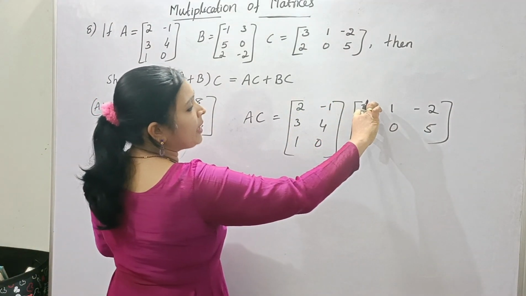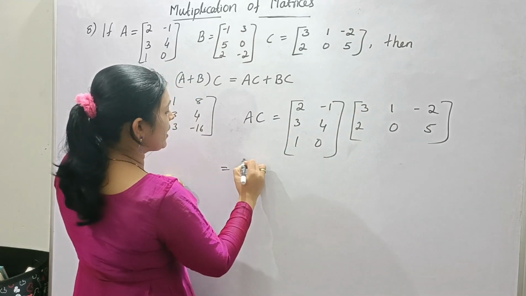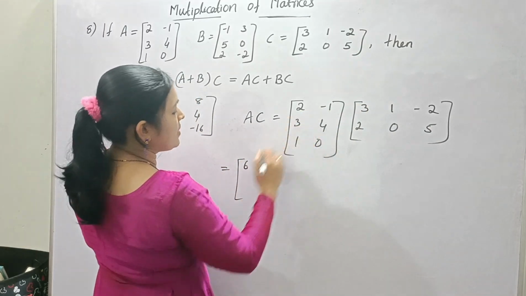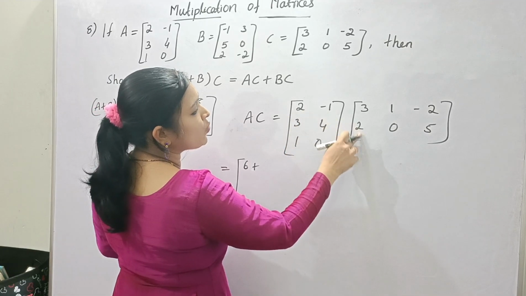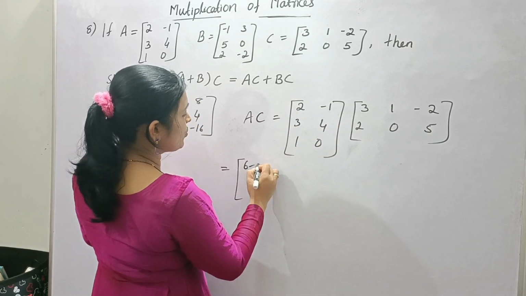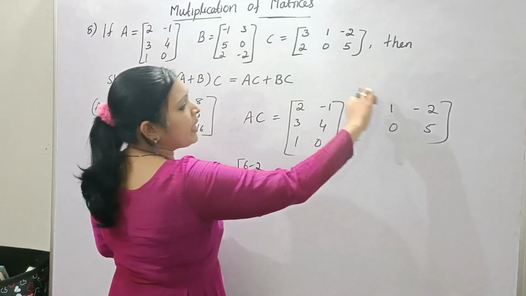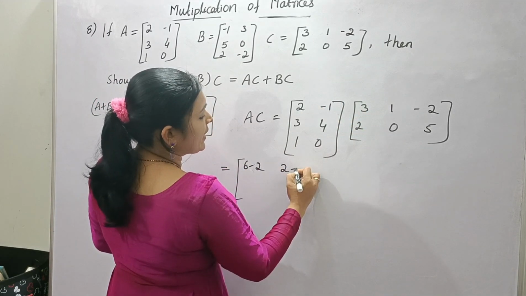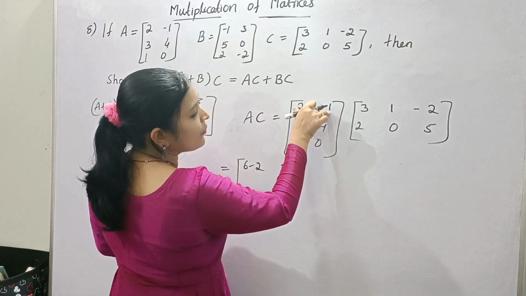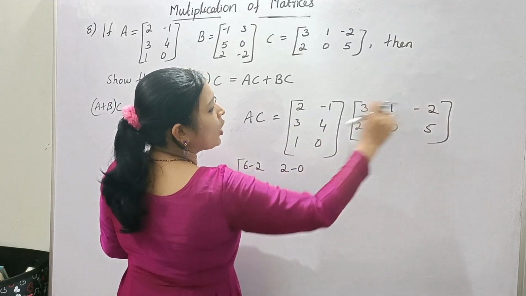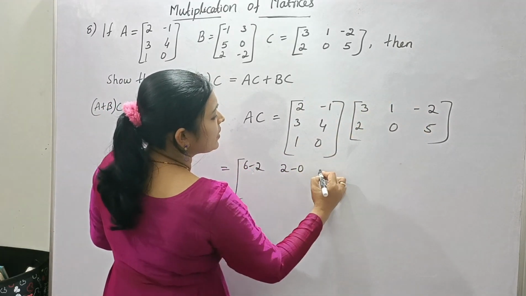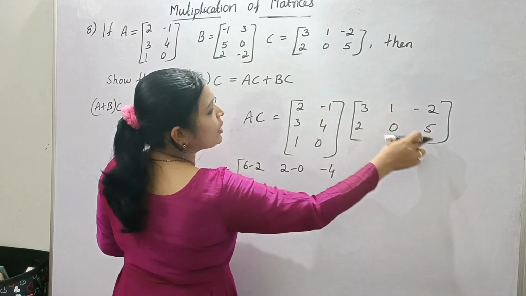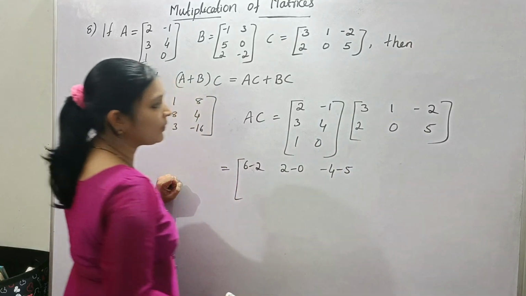That is equal to first row multiply with the first column. 2 into 3, 6 plus minus 1 into 2, minus 2. First row multiply with the second column. 2 into 1, 2 minus 0. First row multiply with the third column. 2 into minus 2, minus 4, minus 1 into 5, minus 5.